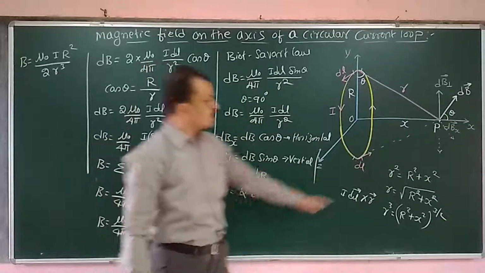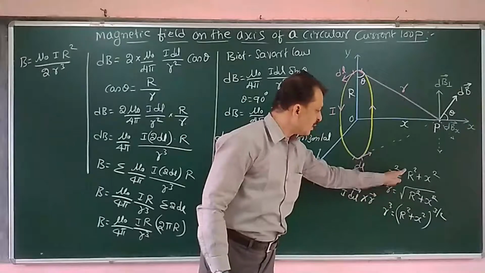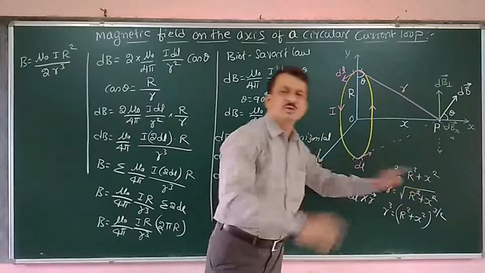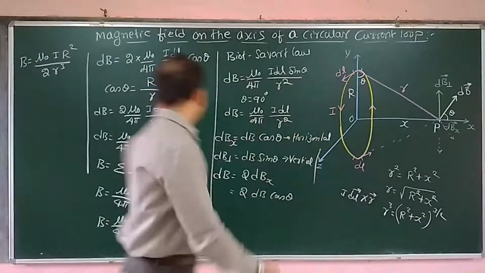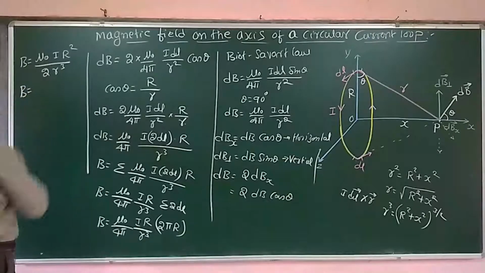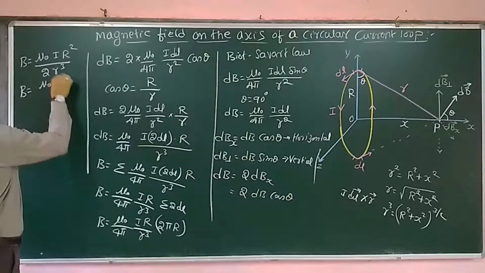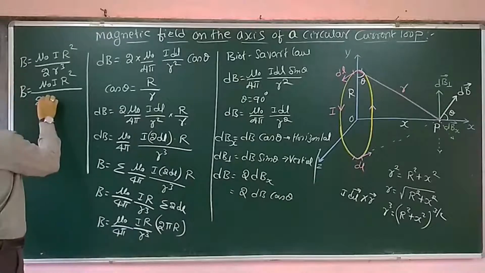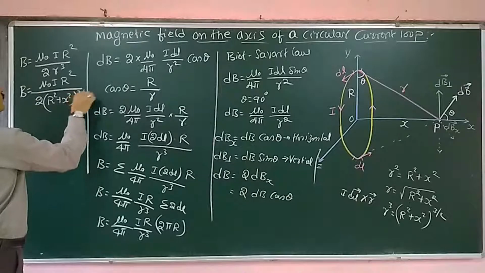Now R square is this much, small r is this much. Therefore, r cube is the multiplication of these two, r square plus x square and r square plus x square to the power of half. 1 plus half, when you add, you will get the power 3 by 2. So therefore, the final expression for magnetic field B is equal to mu naught I R square divided by 2 into R square plus x square to the power of 3 by 2.